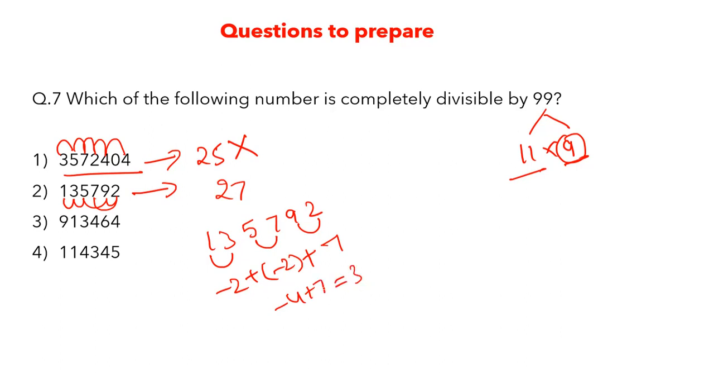That is divisible by 11? No, right? So this number is not divisible by 99. This is also not divisible. Let's try for this one. 1 plus 1, 2. 2 plus 4, 6. 6 plus 3, 9. 9 plus 4, 13. 13 plus 5, 18. So yes, it is divisible by 9.